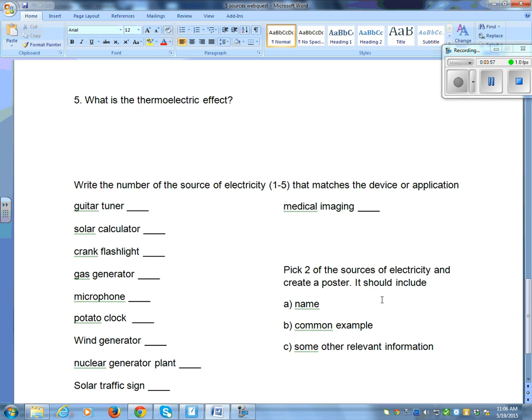The thermoelectric effect. I put this one last for a reason. This one is not easy to explain, so you need to listen carefully.